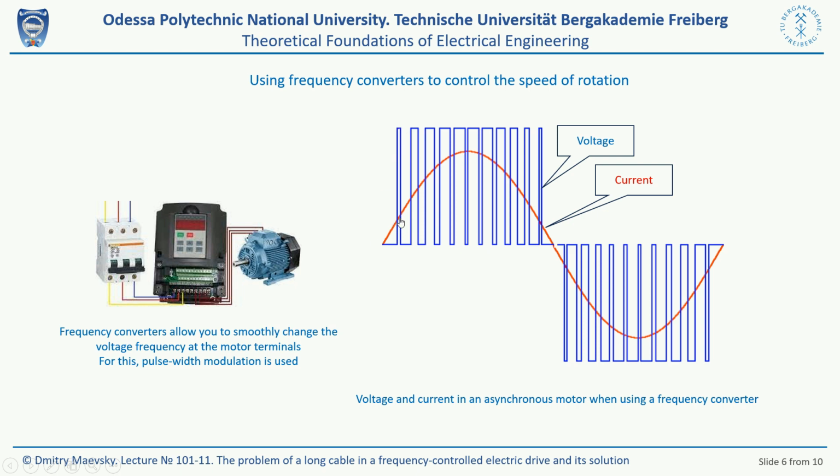Therefore, if you change the duration of the voltage pulses according to a sinusoidal law, then the motor current will be sinusoidal, and by changing the frequency of voltage pulses, we can change the frequency of the motor current and hence the frequency of its rotation. In a nutshell, this is the principle of operation of a frequency-controlled electric drive.